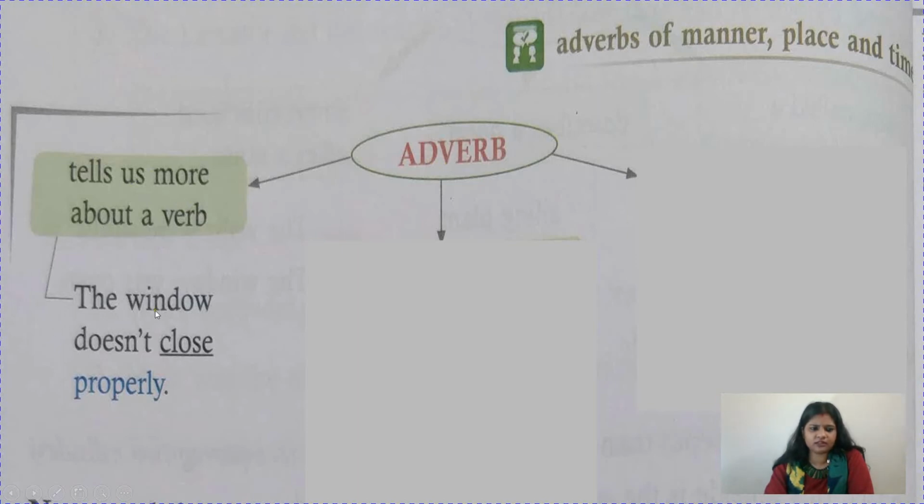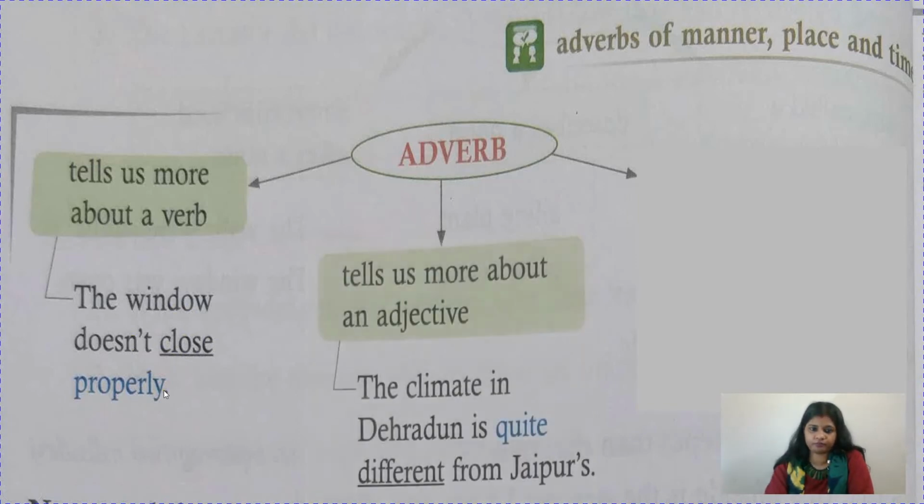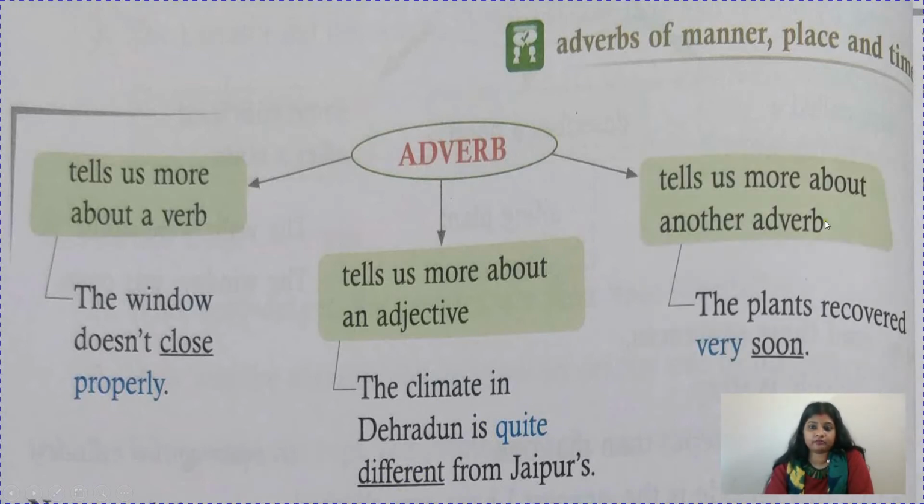Fine. Suppose we say the window doesn't close properly. So here close is a verb, children. Which word is telling more about it? Properly. So it is an adverb. In the same way, children, it tells us more about an adjective also. Suppose we write the climate in Dehradun is quite different from Jaipur's. So we are talking about the climate. So different is an adjective here. So quite is telling more about an adjective, so it will become an adverb again. And an adverb also tells us more about another adverb.